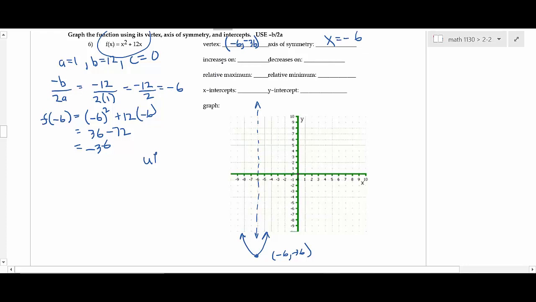Okay, so how would this thing increase? What would be the interval of increasing? Negative 6 to infinity. Remember, those are always open intervals. How about decreasing? Negative infinity to negative 6. Okay, so on a parabola you're going to have one interval that increases and the other one decreases. So you would say increases from negative 6 to infinity and decreases from negative infinity to negative 6.